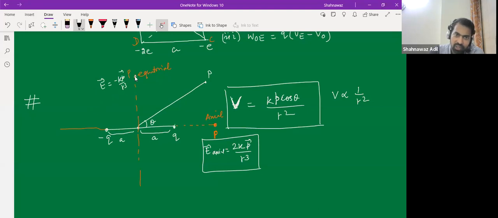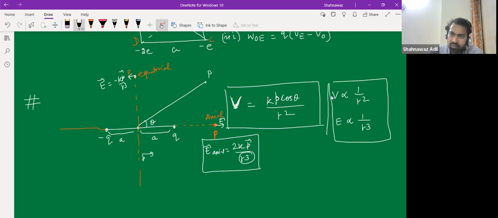So for the case of equatorial, the direction of electric field was against the direction of the dipole moment. P vector is in this way, so for equatorial the electric field was this way and the axial electric field was this way. You see that this is r cube and this is r cube. So for a dipole, the electric field varies as 1 over r cube.